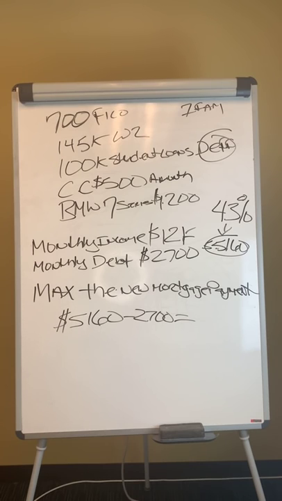$5,160 minus 2,700. 2,360, guys. Is that the number? How we get 2,360, 2,460? All right, guys. 2,460. If that's the number.